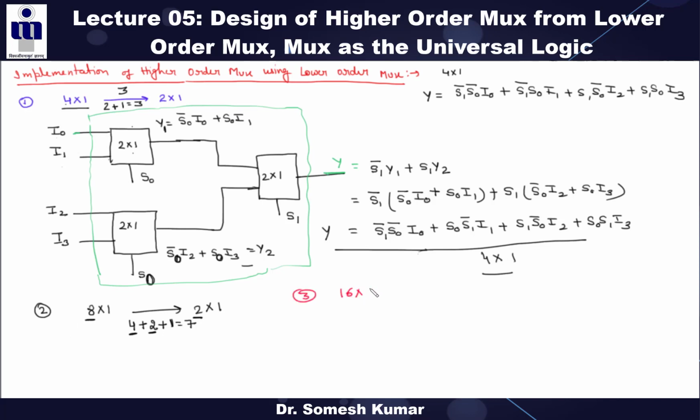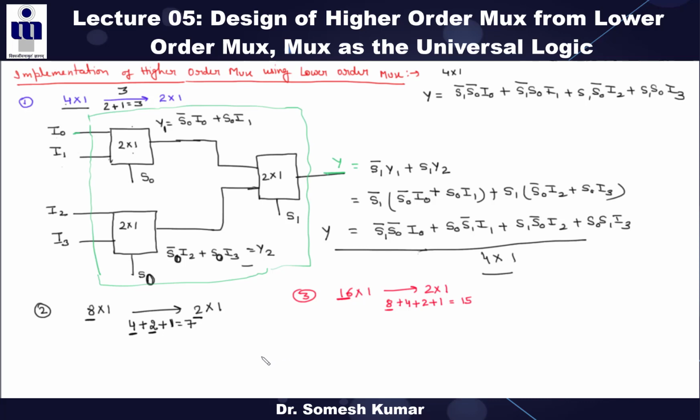how many 2:1 mux are required to implement the 16:1 mux, right? So similarly, divide this 16 by 2, it comes 8. Then divide this 8 by 2, it comes 4. Divide this 4 by 2, it comes 2, and divide this 2 by 2, it comes 1, so overall 15 2:1 mux are required to implement this 16:1 mux, right?